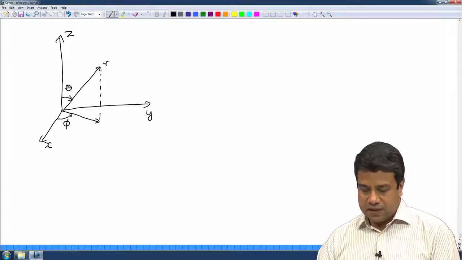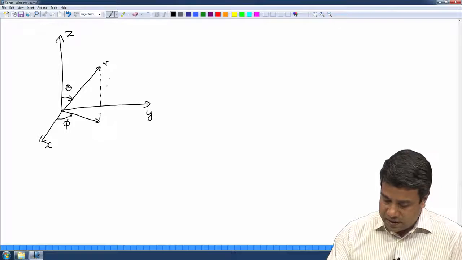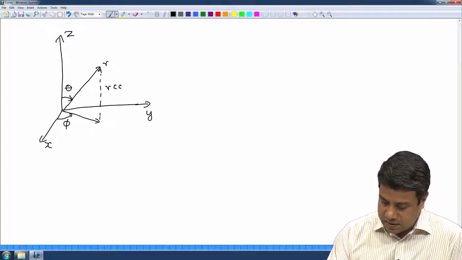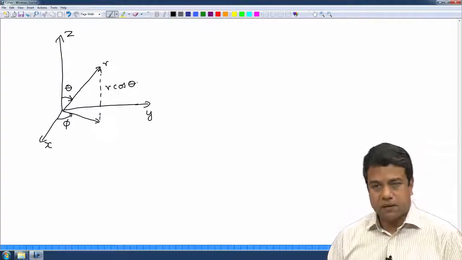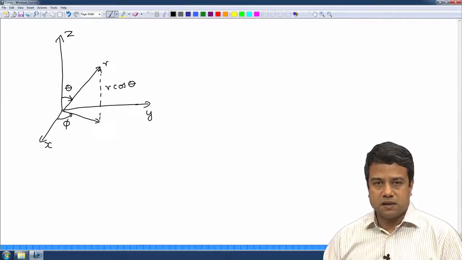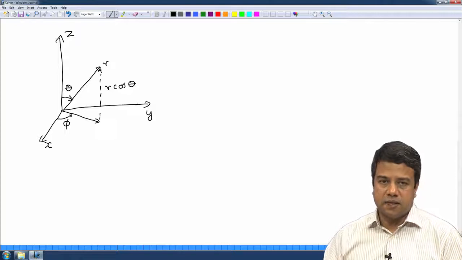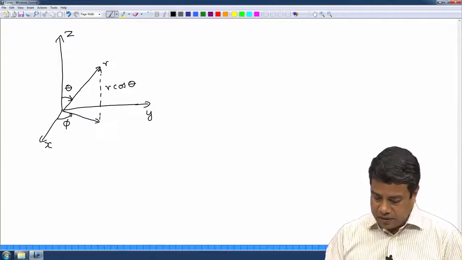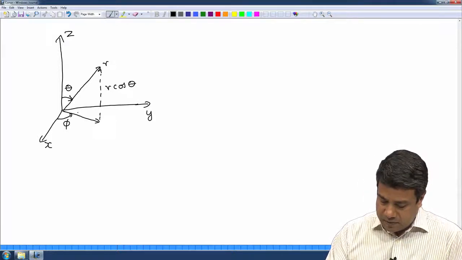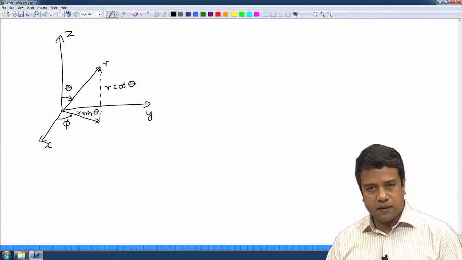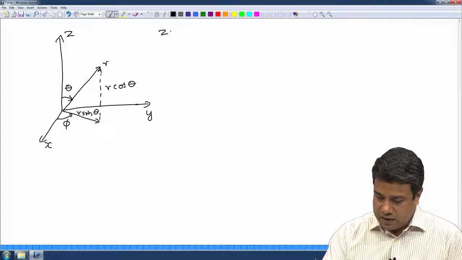So, you can easily see that this z is basically equal to r times cos theta. This height is r times cos theta, because theta is the angle made with the z axis. This projection is equal to r sin theta. So, therefore, I have z is equal to r cos theta.